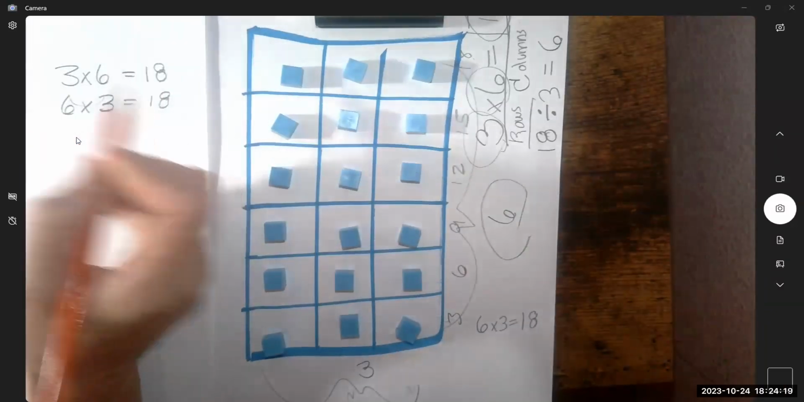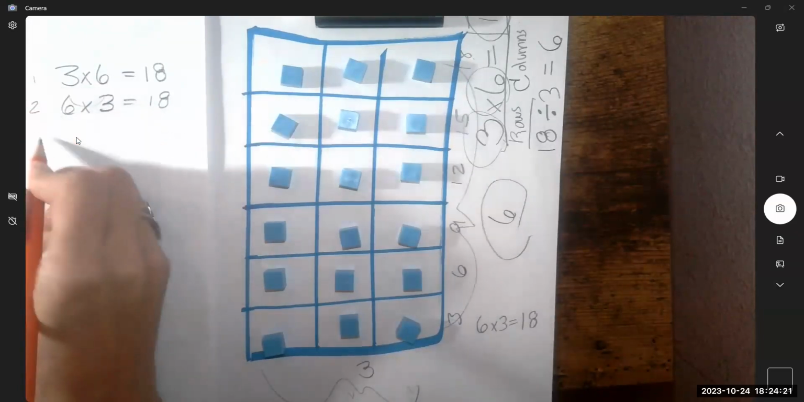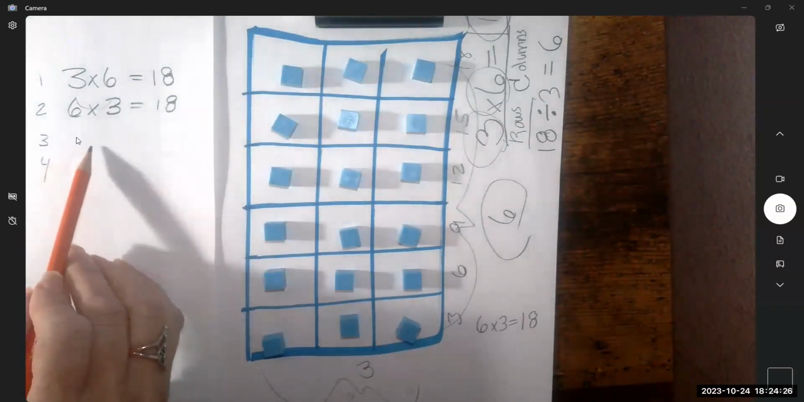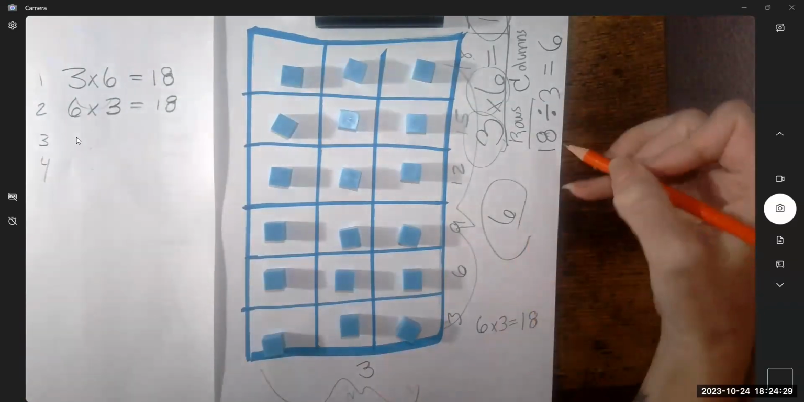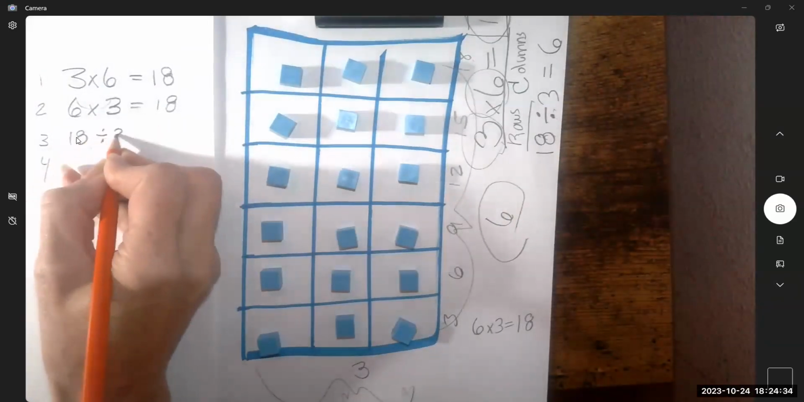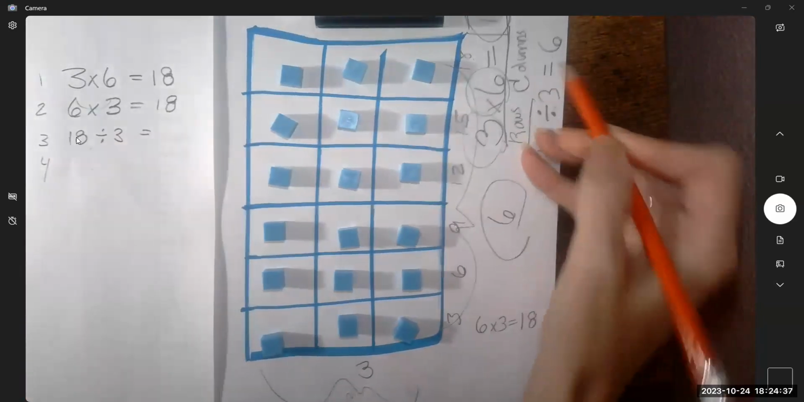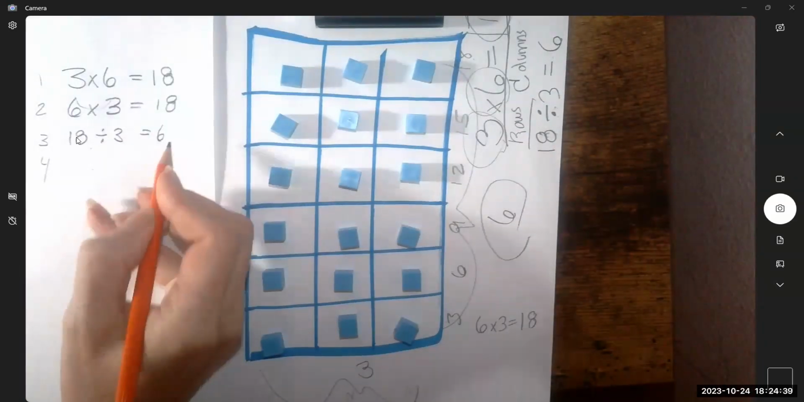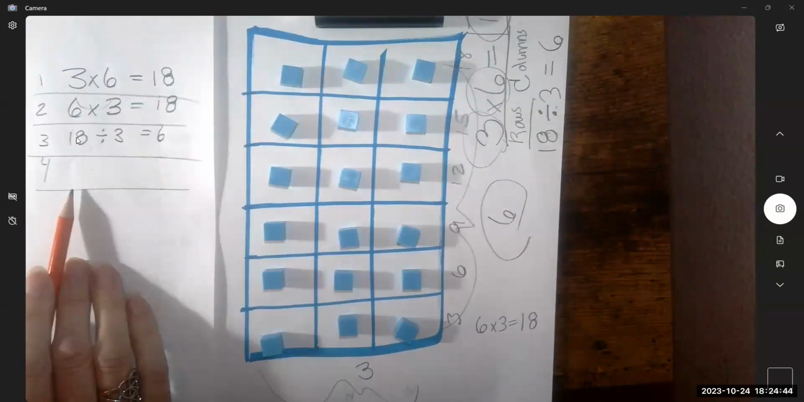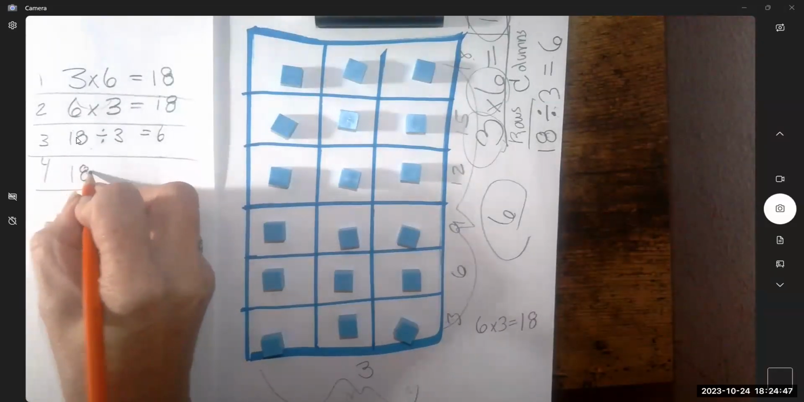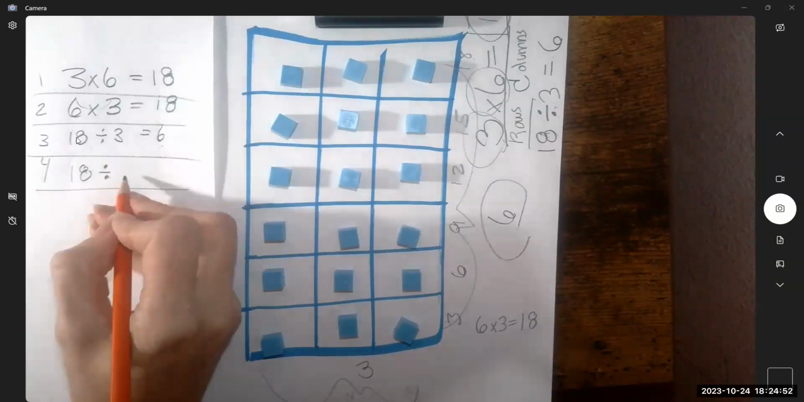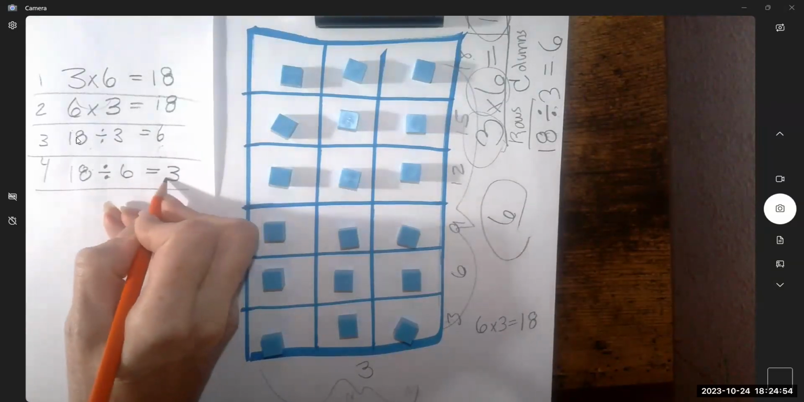So we can do 4. There are 2 more facts. 2 of them are multiplication, and I bet we could think of 2 division facts. Well, what's the other one we did? We did 18 divided by 3, right? Start with the biggest number. 18 divided by 3 equals 6. Okay, are we done yet? No, we could still do one more division fact for this fact family. We could start with 18, but instead of dividing by 3, we could divide by 6. 18 divided by 6 equals 3.